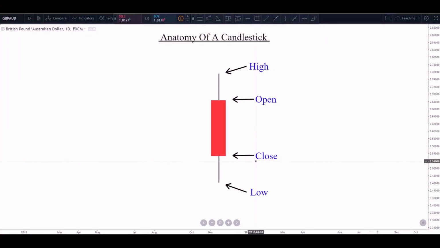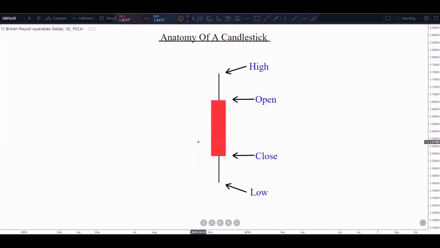So that's the anatomy of a candlestick, guys. That's exactly what each of these candlesticks is going to look like, and how we can define whether it's bearish or bullish based on the open and the close. It's also how we find the high and the low by looking at the top and bottom of the wicks of the candle. The top and the bottom of the body is going to signify our open and close.